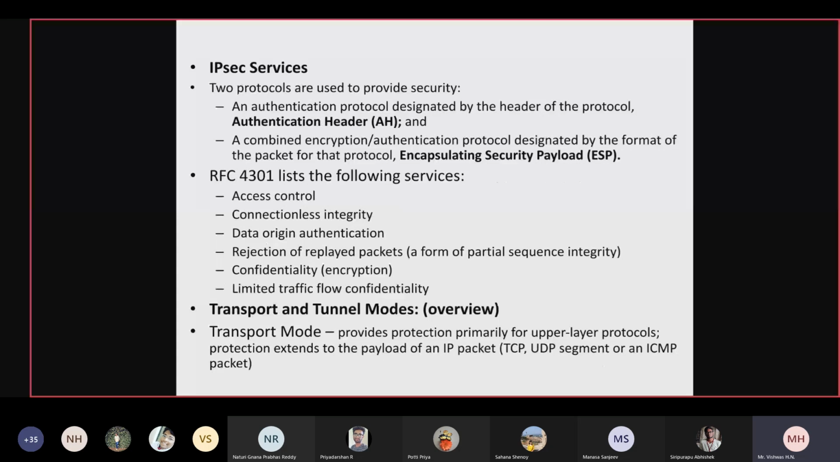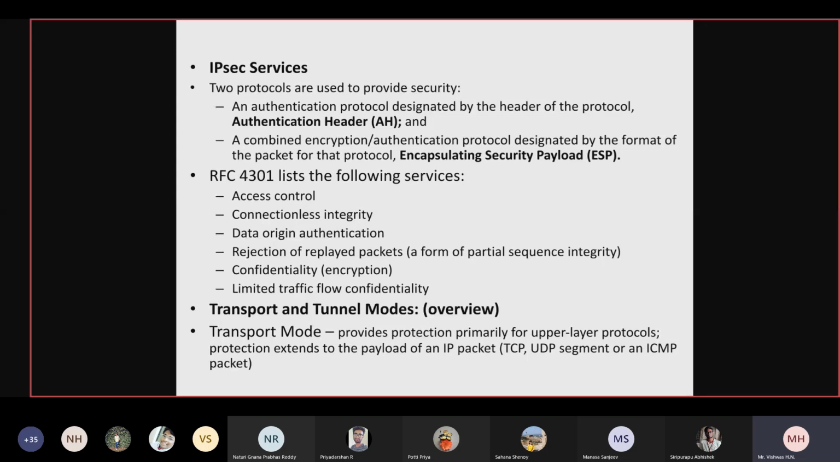RFC 4301 lists the following services. You can check in Google what RFC is. Just type RFC 4301, and the information about the protocol will be there. So what does RFC 4301 list? Access control, connectionless integrity, data origin authentication, rejection of replayed packets, confidentiality, limited traffic flow confidentiality. All the information related to these is present in the RFC. Is that clear? So that's about the services of IPsec.